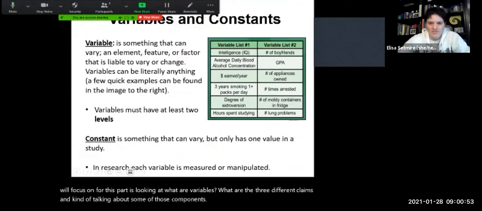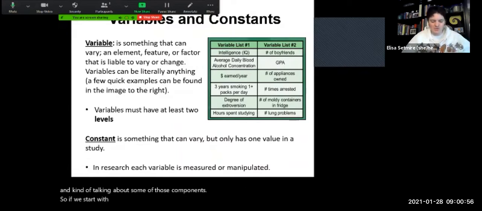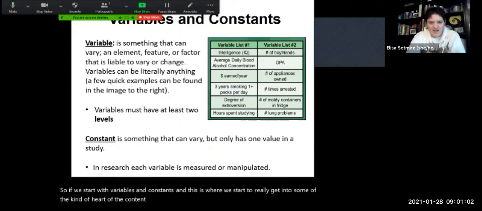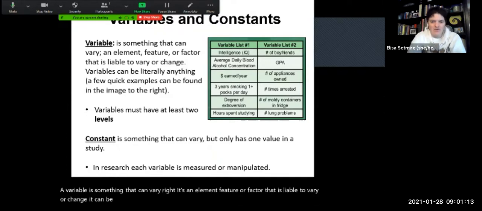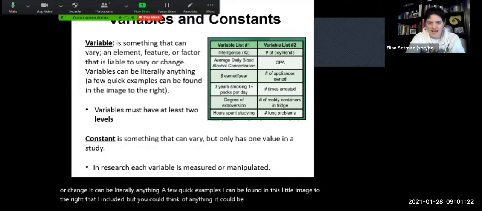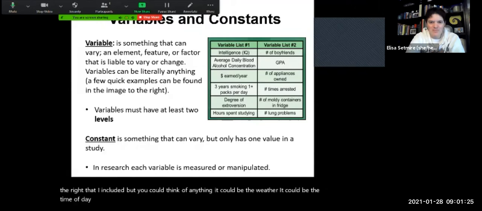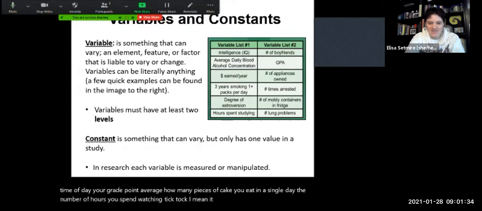So if we start with variables and constants, and this is where we start to really get into some of the heart of the content of this course, a variable is something that can vary, right? It's an element, feature, or factor that is liable to vary or change. It can be literally anything. A few quick examples can be found in this little image to the right that I included, but you could think of anything. It could be the weather, it could be the time of day, your grade point average, how many pieces of cake you eat in a single day, the number of hours you spend watching TikTok. I mean, it could literally be anything.